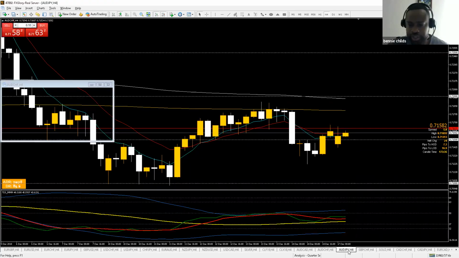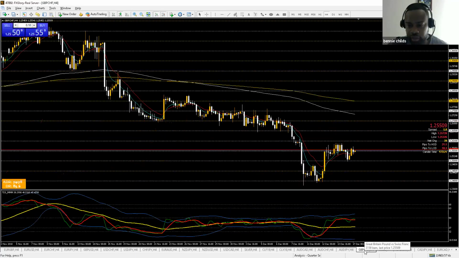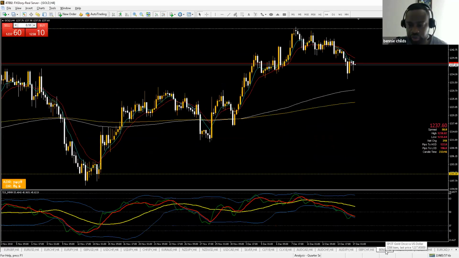Aussie JPY. Really don't have a reason to jump into that one right now. No reason to jump into this one right now. Let's take a look at gold. Really no reason to jump into this one right now.